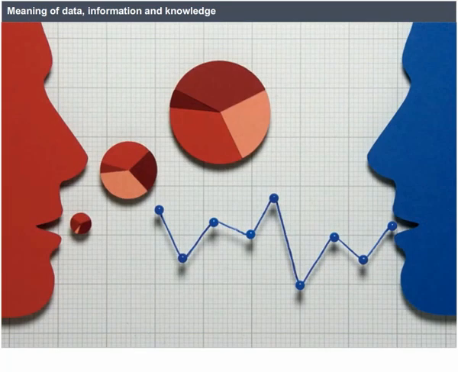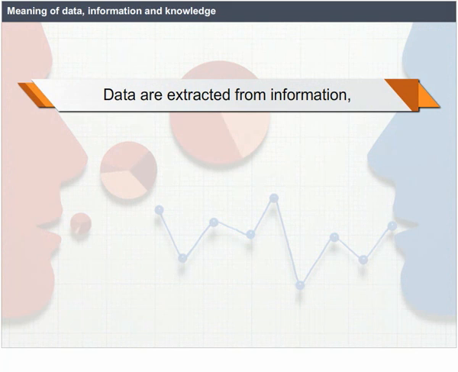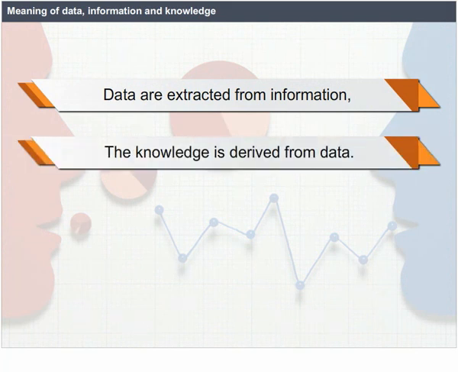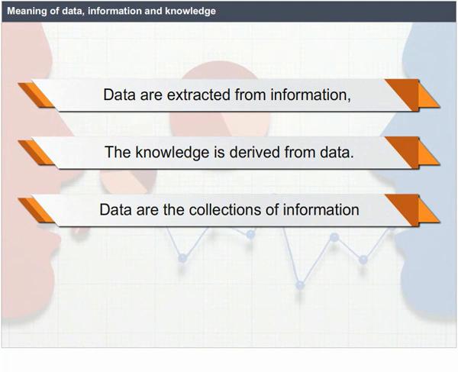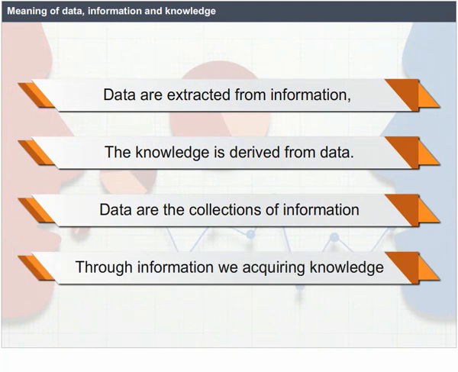Meaning of data, information, and knowledge. Data are extracted from information. The knowledge is derived from data. Data are the collections of information. Through information, we acquire knowledge.